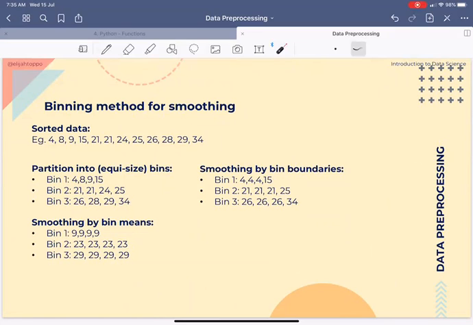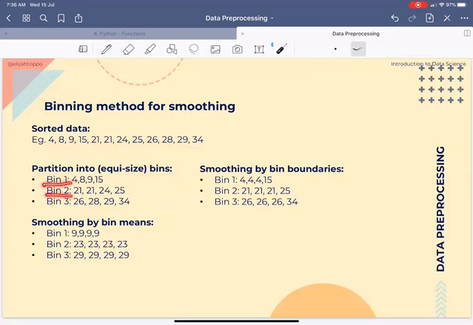Here I've shown three different binning methods. What we do with the data is, first we sort the data into one order so that we can see how the data is grouped and how it is changing. Once we have the sorted data, we can partition it into equi-sized bins. We'll say, okay, how many elements are there? 1, 2, 3, 4, 5, 6, 7, 8, 9, 10, 11, 12. There are 12 elements, so I can break them into 3 groups of 4. So I will partition into equi-sized bins.